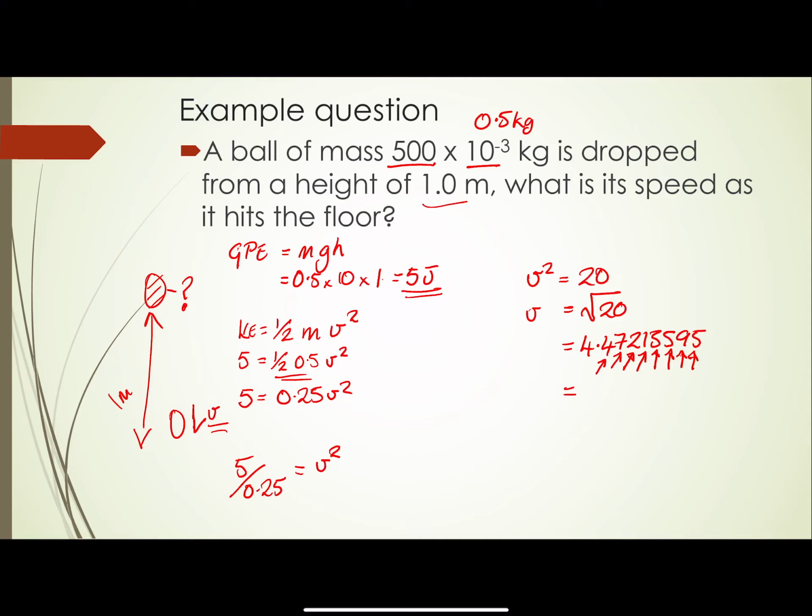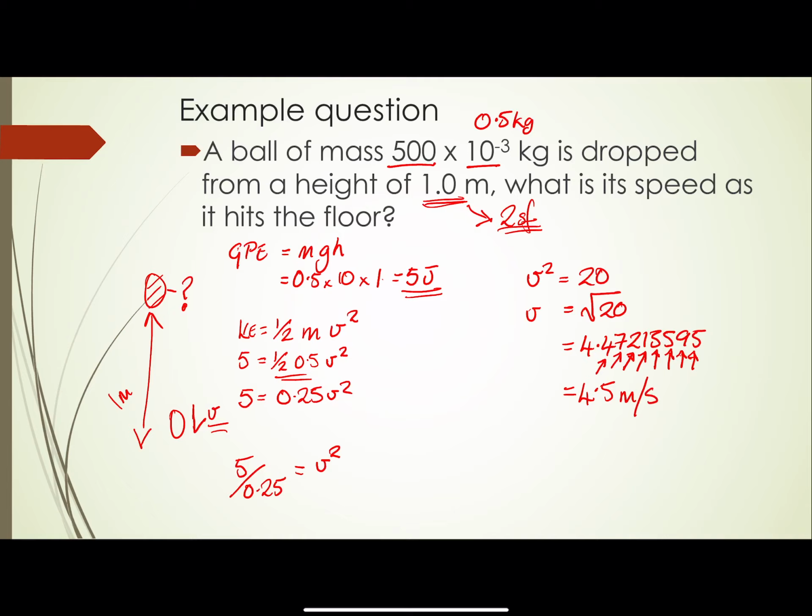Well, coming back to the question, here we have an accuracy of 1.0 meters, which is 2 significant figures. So my answer should be to 2 significant figures. Just pause the video, see if you can work out what it is to 2 significant figures. So you should have got 4.5 meters per second when you put the units on the end.